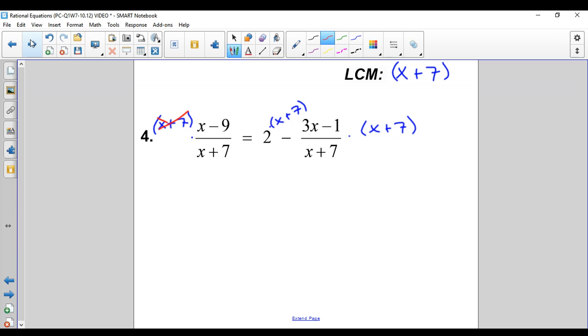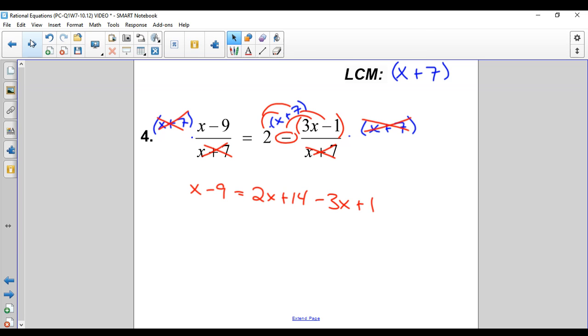x plus 7 cancels out completely on the left side. You're just left with x minus 9. Nothing cancels out with the 2, so you just distribute. We get 2x plus 14. Now, here's a big thing you got to watch. x plus 7 cancels, but you're subtracting the entire fraction, so that negative's got to go through to both those terms. That's a very common mistake I see.